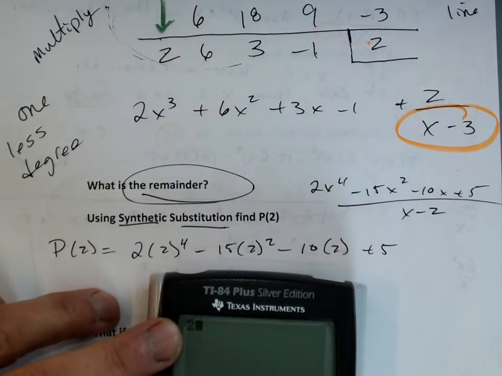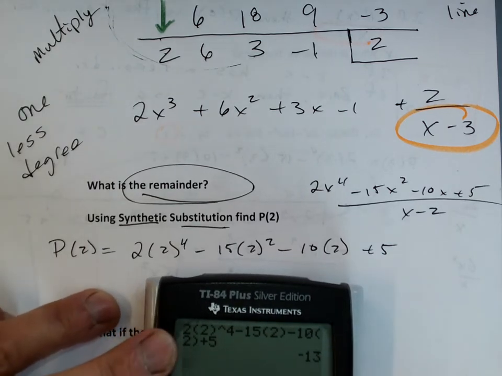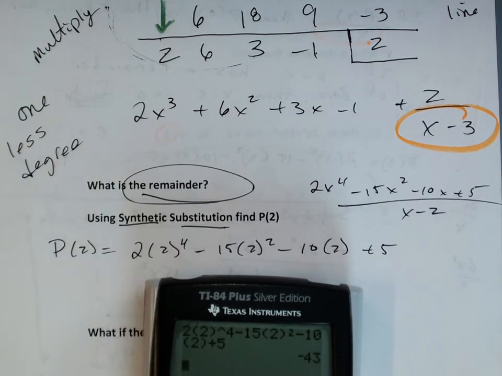Okay, so let's see. 2 times 2 to the 4th minus 15 times 2 minus 10 times 2 plus 5. I need an answer of negative 13. I must have made a mistake. Yep, I did. I see my mistake. I forgot to square it. 2 to the 4th minus 15 times 2 squared. There was my mistake. Minus 10 times 2 plus 5. I thought this one came out to be a 0.